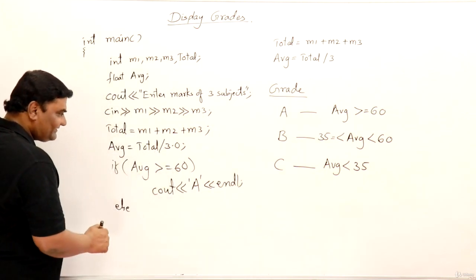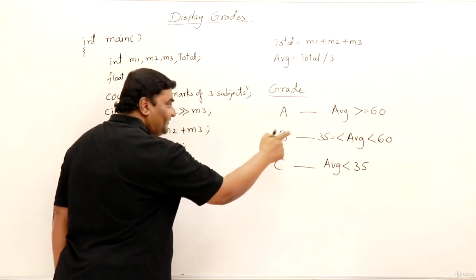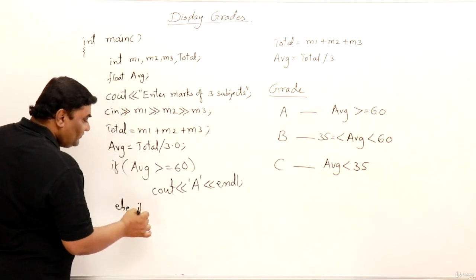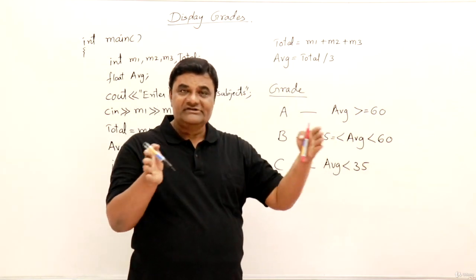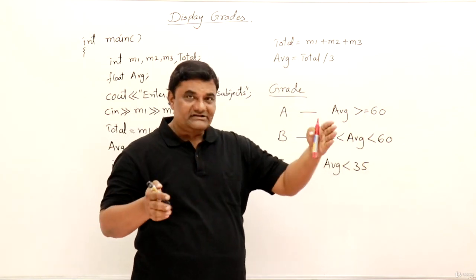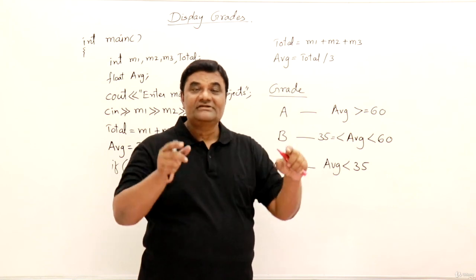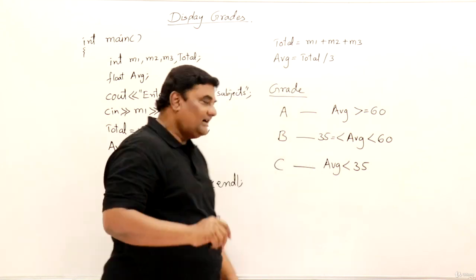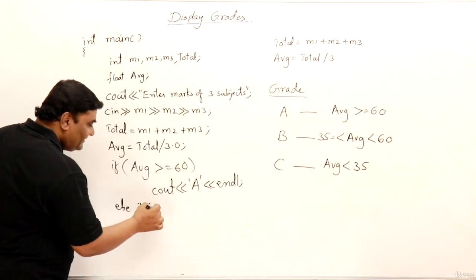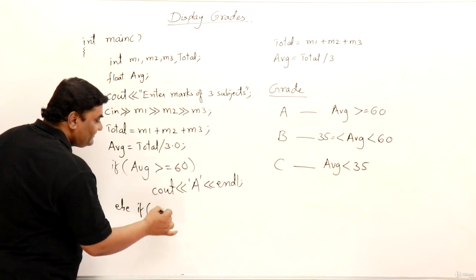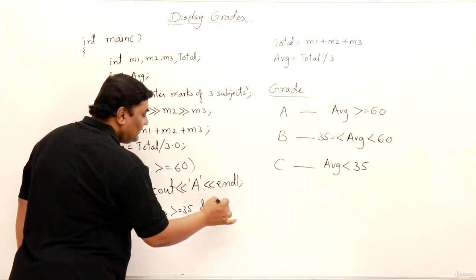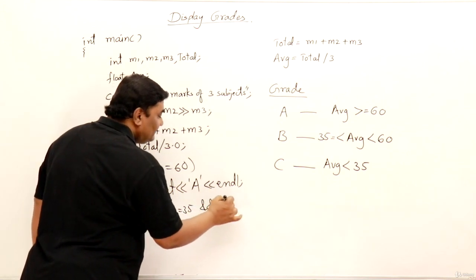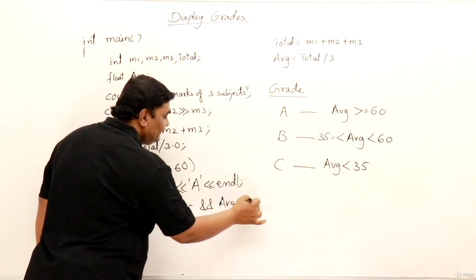So just I'll write else. Else again, if one more condition is there. Now remember, this is within the range 35 to 60. From 35 to 60, between means you have to take and. So I have to write 2 conditions. Average is greater than or equal to 35 and average is less than 60.